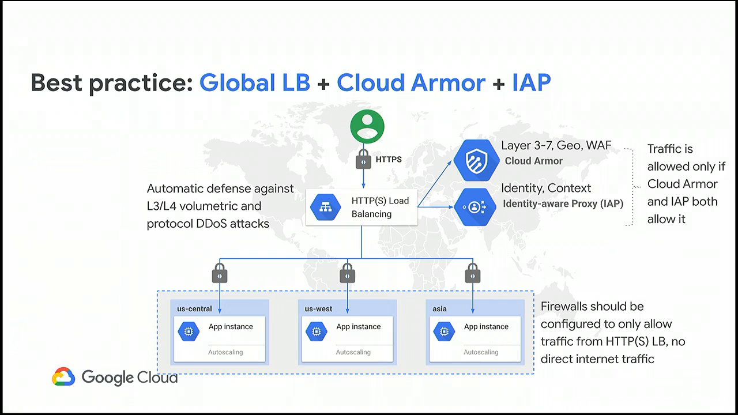Now, securing your edge. And again, take a layered approach. Use a global load balancer. Use it in concert with Cloud Armor. Use it in concert with identity-aware proxy, and layer it with firewall rules. So with the Google Global Network and our global load balancer, we're able to absorb, mitigate, and dissipate a lot of the volumetric layer 3 and layer 4 attacks. So that you get with the global load balancer.